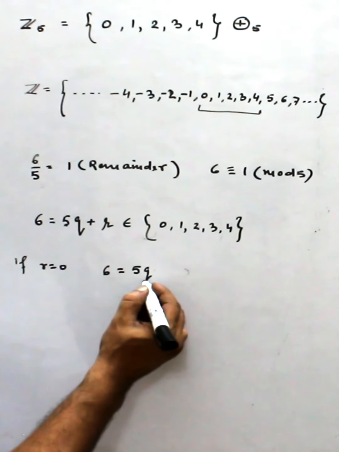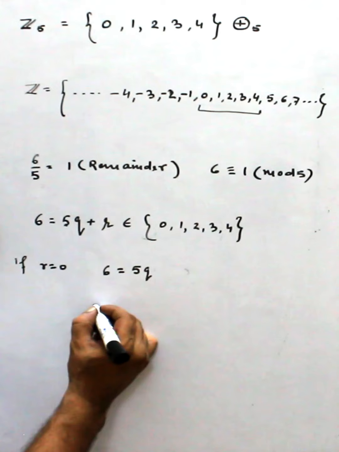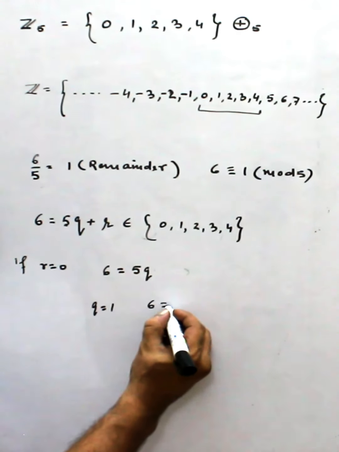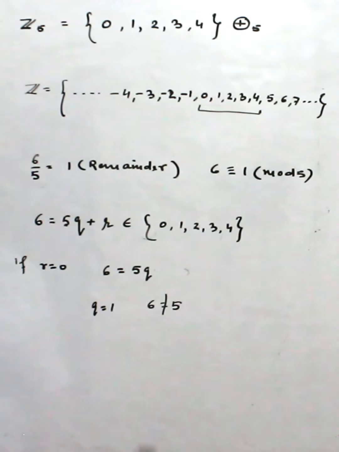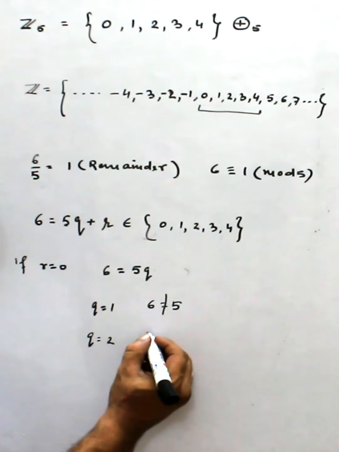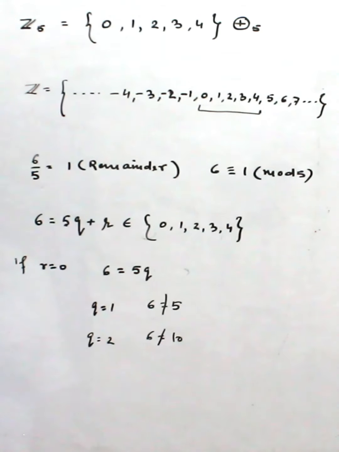Now for what integer is this equation satisfied? If I take q as 1, then 6 equals 5, and this is not equal, that means it is not congruent. If I take q equal to 2, then 6 equals 10, this is again not congruent.